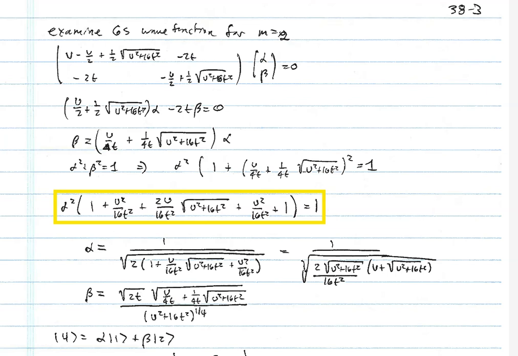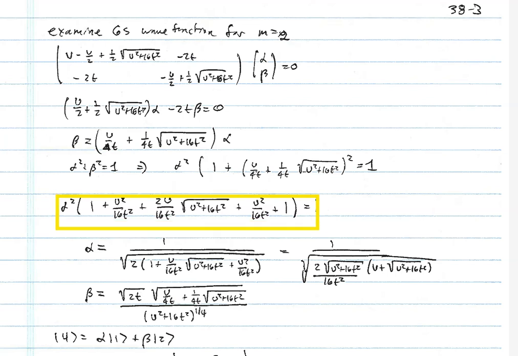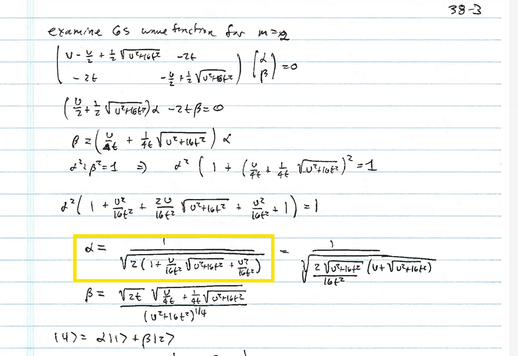I can combine some of the terms together, and I'm going to get alpha is 1 over the square root of 2 times 1 plus u over 16t squared times the square root, plus u squared over 16t squared. And then using the relationship to the beta, we find the beta is equal to the square root of 2t times u over 4t plus 1 over 4t square root of u squared plus 16t squared, square root of that whole thing divided by u squared plus 16t squared to the 1/4 power.